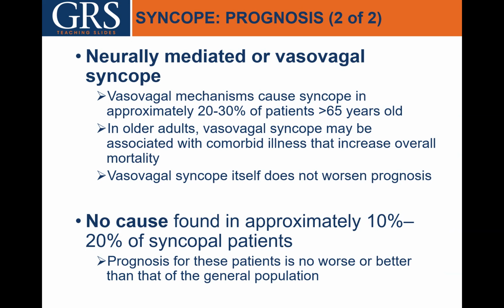Patients older than 65 years old: in older adults, vasovagal syncope may be associated with a comorbid illness and increased overall mortality, and vasovagal syncope itself doesn't worsen prognosis. No cause is found in approximately 10 to 20% of syncope patients. Prognosis for those patients is no worse or better than that of the general population.